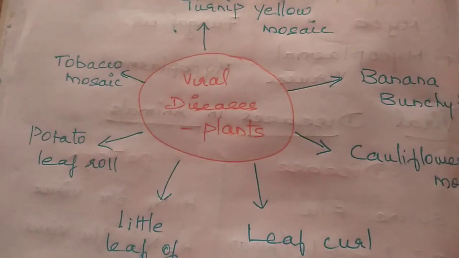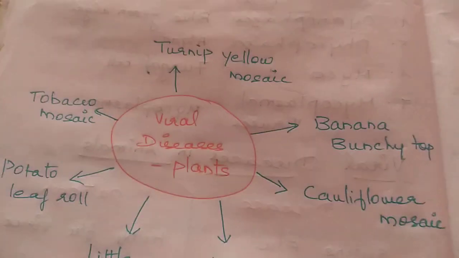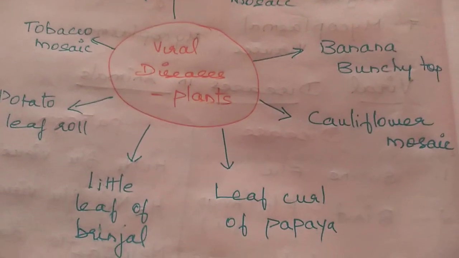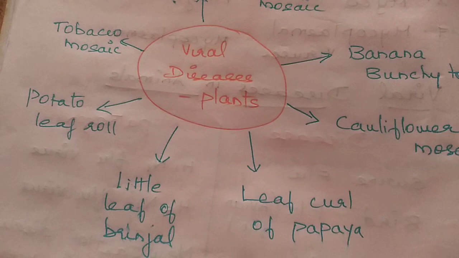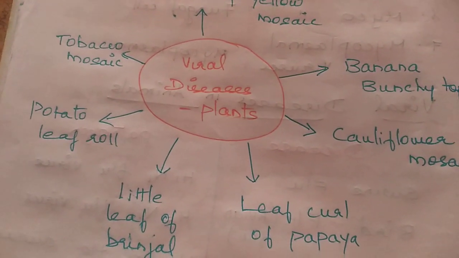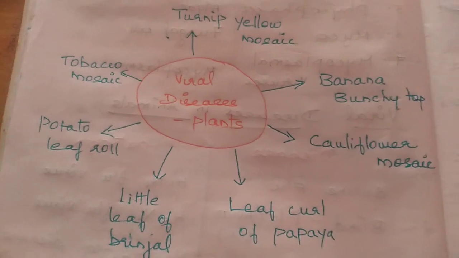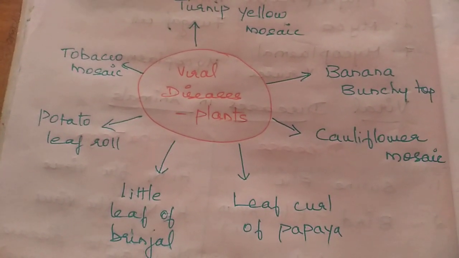And these are some important viral diseases in plants: turnip yellow mosaic, banana bunchy top, cauliflower mosaic disease, leaf curl of papaya, little leaf of brinjal, potato leaf roll. So all these things you have to remember. You can think in your creative way.